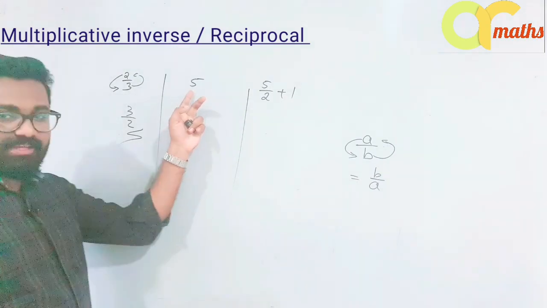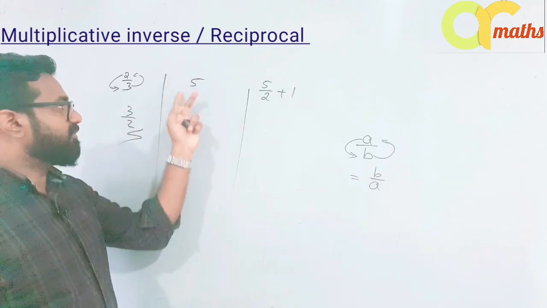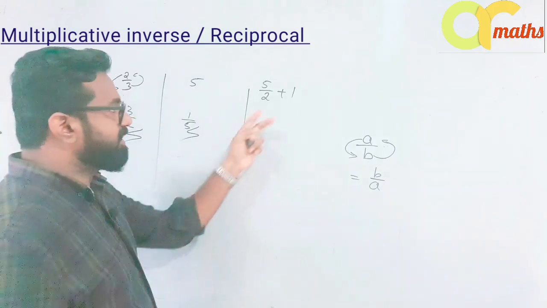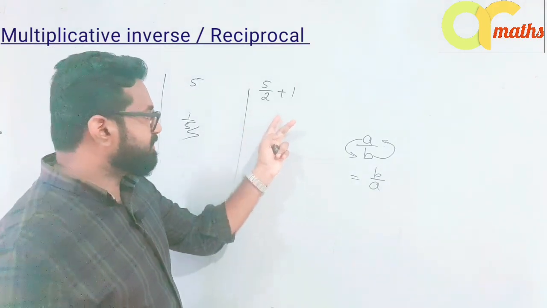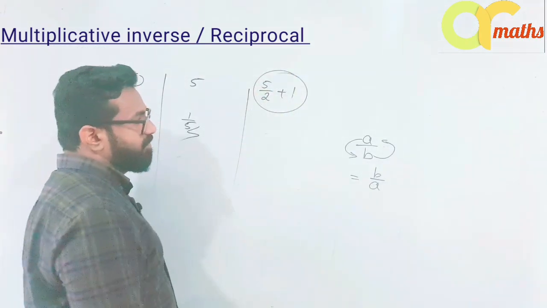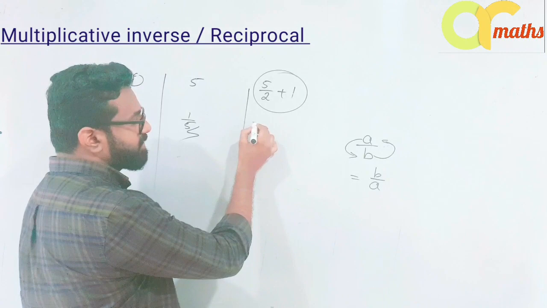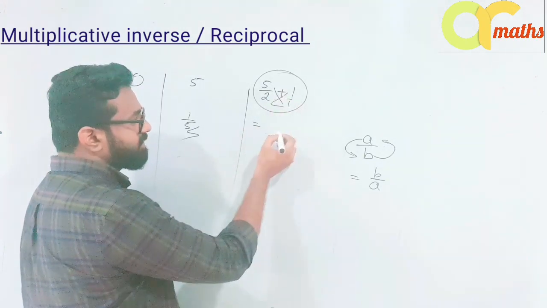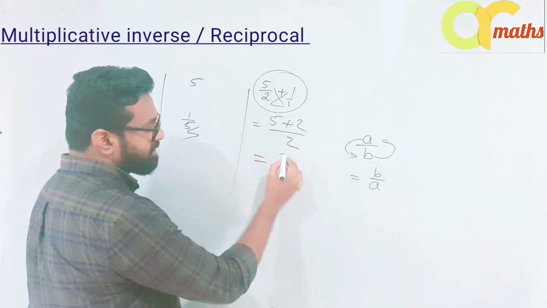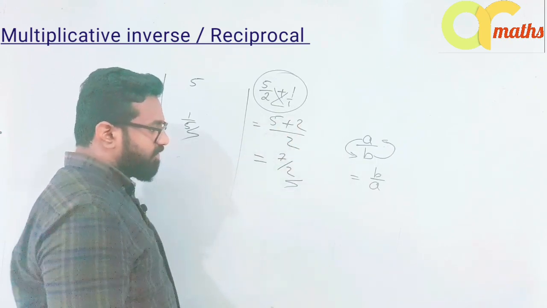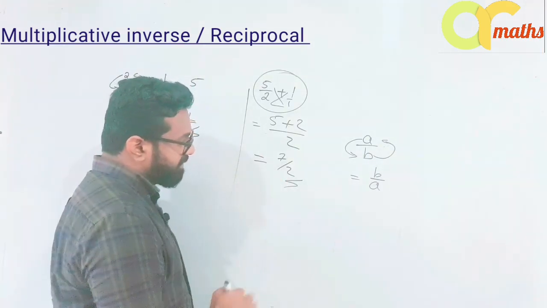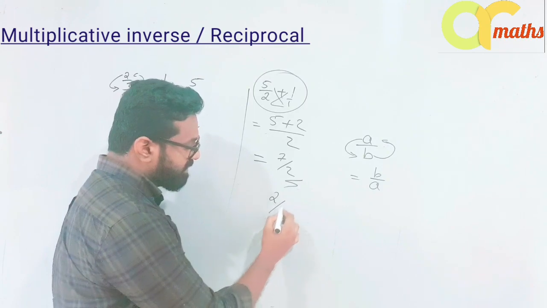What is the reciprocal of 5? Its ulta. The ulta of 5 is 1 by 5. Ready? Then what about here? Before finding the multiplicative inverse, we have to simplify the form 5 by 2 plus 1. What is 5 by 2 plus 1? By cross multiplication, the answer is 5 plus 2 divided by 2. So the answer is 7 divided by 2. What is its multiplicative inverse? The multiplicative inverse of 7 by 2 is 2 by 7.